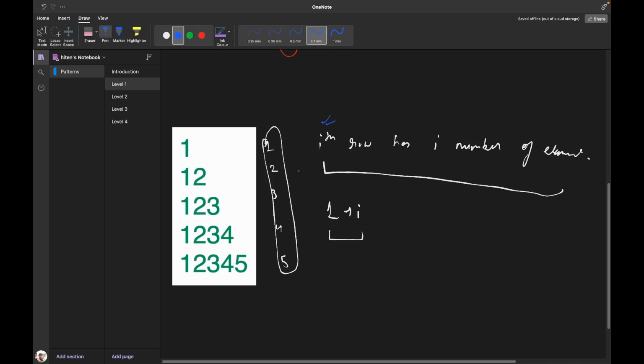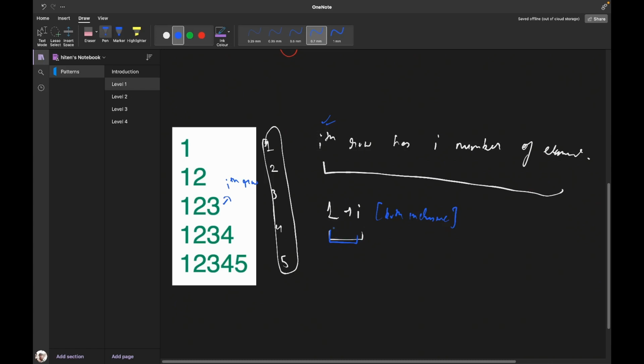Now I need to print 1 to 3, and 1 to 3 is also a consecutive sequence, with 1 being the first element of the sequence and 3 being the last element of the sequence, and 3 is nothing but the row, the ith row, right? So we just need to print a sequence starting from 1 until I, both inclusive.